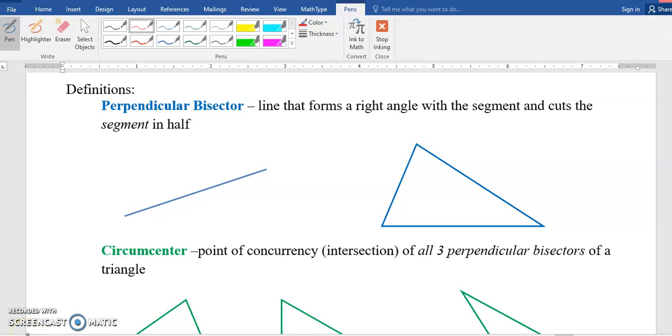And the other part of section 2.4, I don't know why they put it all in the same section. It seems like it should be a whole other section to me, but we'll go with it. So I'm going to talk about points of concurrency and concurrent lines.